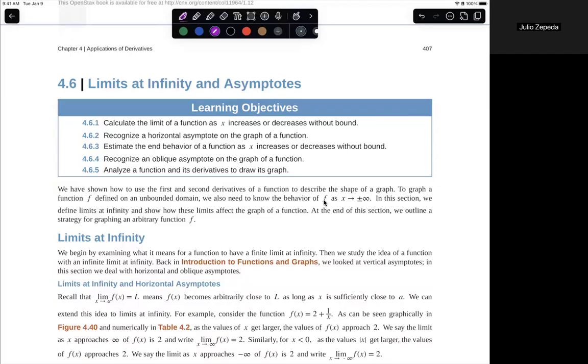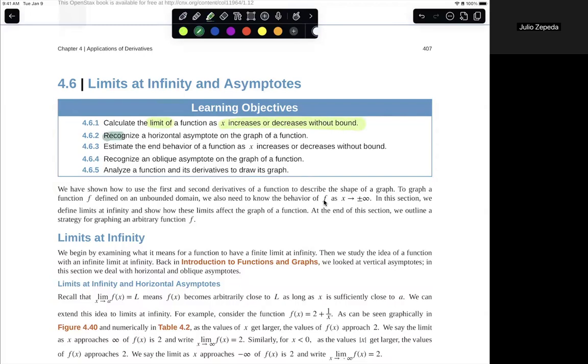All right, so we are going over section 4.6 in this video, limits at infinity and asymptotes. This video will probably cover just some of this section, but these are the learning objectives. Calculate the limit of a function as x increases or decreases without bound. So we're going to go back to limits for a bit. We'll look at limits at infinity.